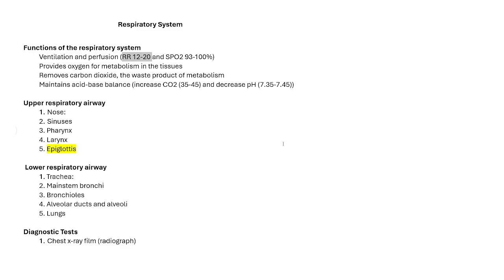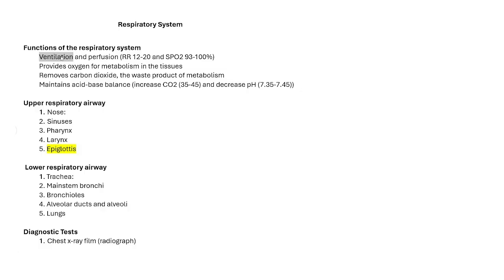Respiratory system. Now, the main function of the respiratory system is for ventilation and perfusion. It is very important to understand these two terms because most of the questions that you are going to get under the respiratory system are either going to be a ventilation or perfusion problem.